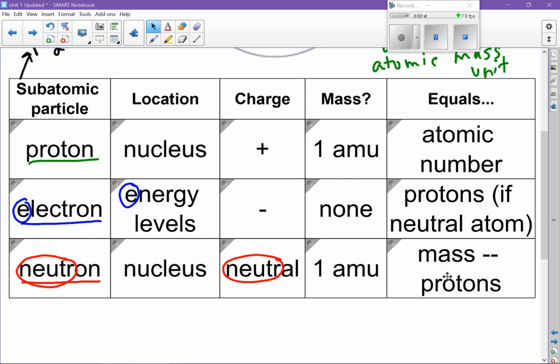And the way that you're going to calculate this is you'll have to do a little bit of math. You're going to find out what is the mass of the whole atom, and then we'll minus or subtract the number of protons that there are. And we'll do some practice with that, so don't worry about it quite yet.